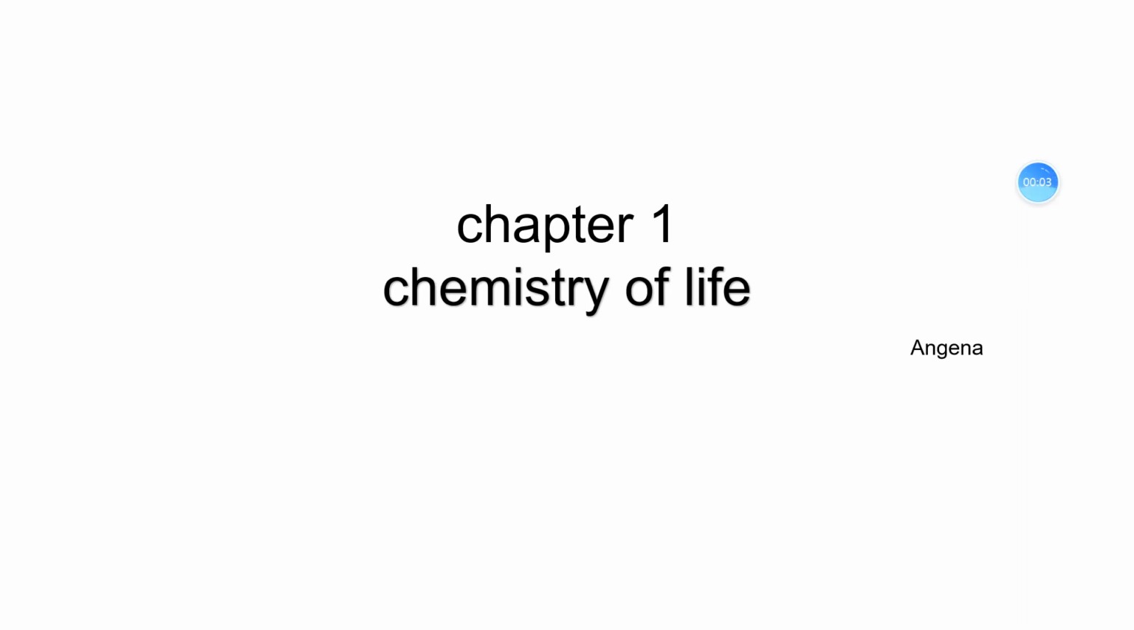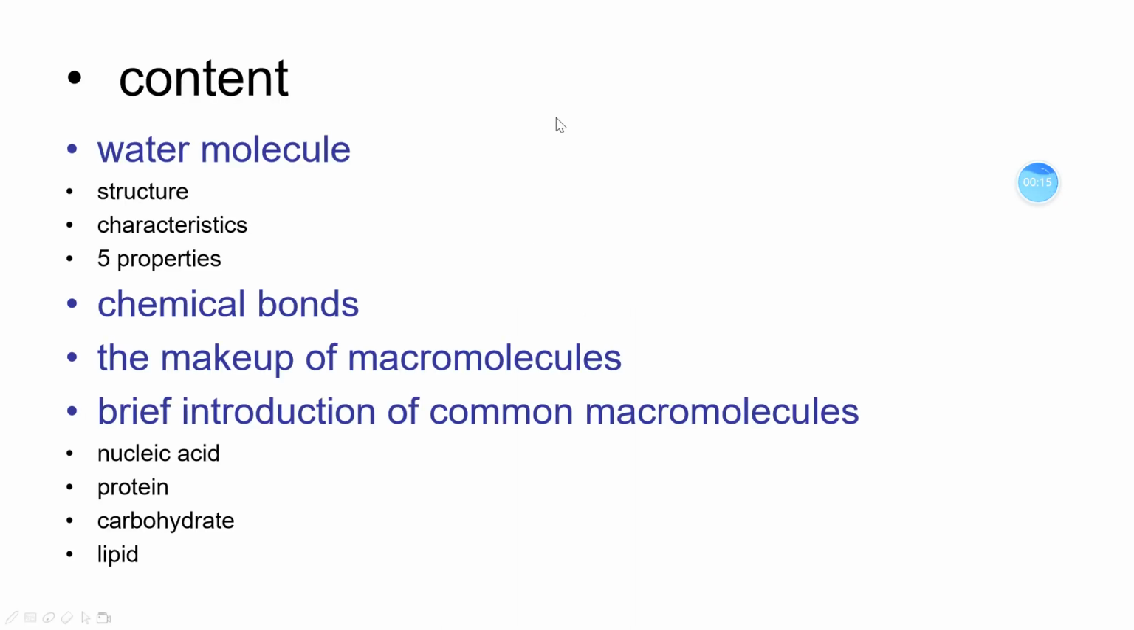Welcome to my channel. This video is going to discuss the first chapter of AP Biology, which is Chemistry of Life. In this video, this is about the content, and we will introduce these parts. The first is about the water molecule, and we will talk about the structure and also properties, and we are going to discuss 3 different chemical bonds, and also the makeup of macromolecules, and a brief introduction of common macromolecules.